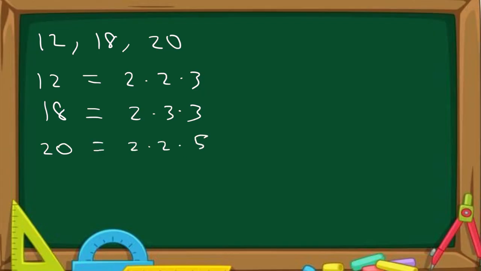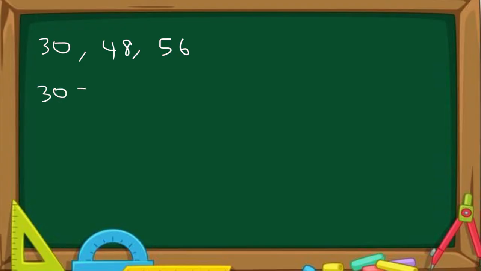Now, once you have the prime factorization of all three numbers, identify what's common to them. So each number contains at least one 2. And not every number has a 3 or 5, but all numbers do contain at least one 2. So therefore, 2 is the GCF between 12, 18, and 20. Now, what about between 30, 48, and 56? What is the greatest common factor between those three numbers?